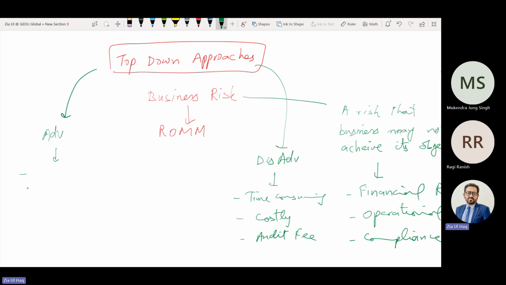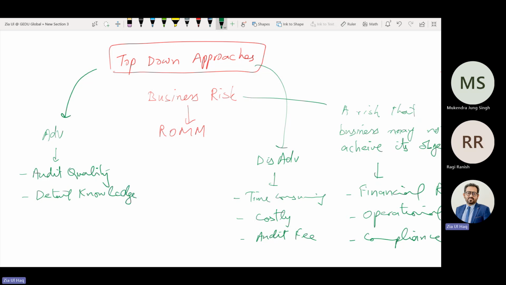What could be the advantage? Through this, you will be able to highlight so many risks, because first you have identified business issues, and then against each issue you are finding the impact upon financial statements. So this could improve audit quality. When you are finding business risk first, you will have more detailed knowledge about the client. So this will provide more detailed knowledge about the client business.